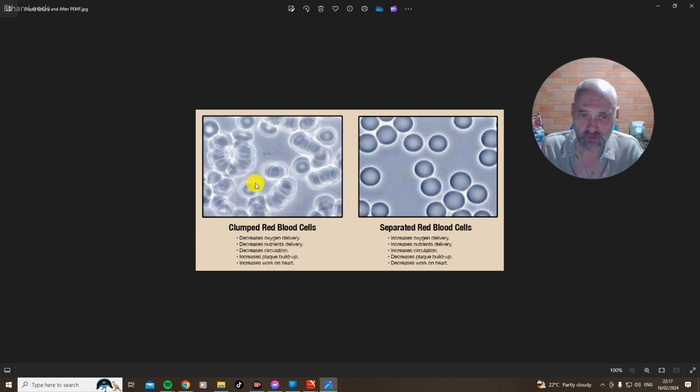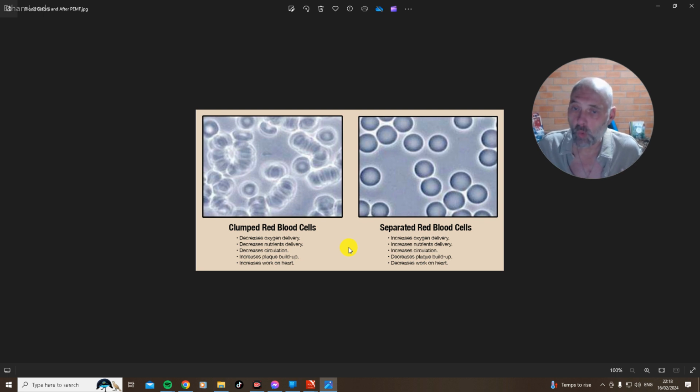When you've got blood cells like this, you're going to have decreased oxygen, decreased nutrients, decreased circulation, a plaque buildup, and increased work for your heart. None of that's good. When your blood is like this, it's the opposite: increased oxygen, nutrients, and circulation, decreased plaque buildup, and decreased workload on the heart. So we want our blood to look like this on the right, not like this on the left. And this is something that can be rapidly achieved using the P90.